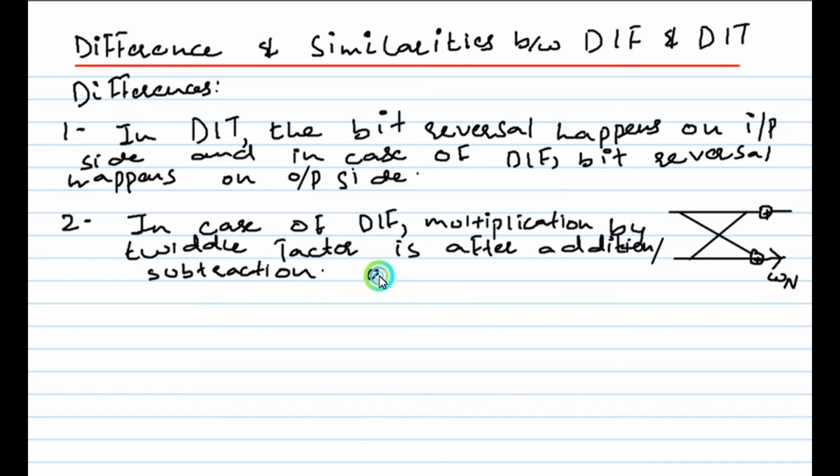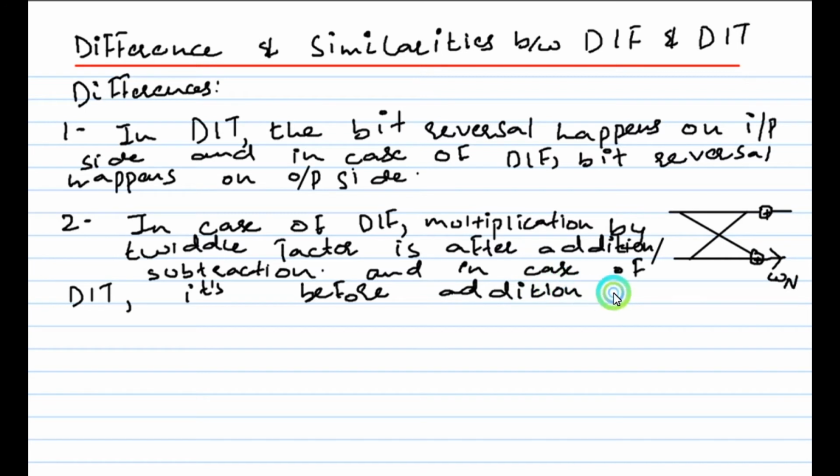And in case of DIT, it is before addition or subtraction. Okay. So these are the differences. Now coming to the similarities.